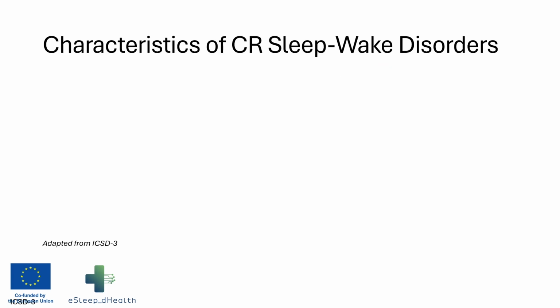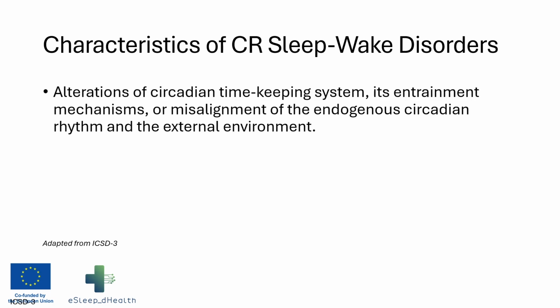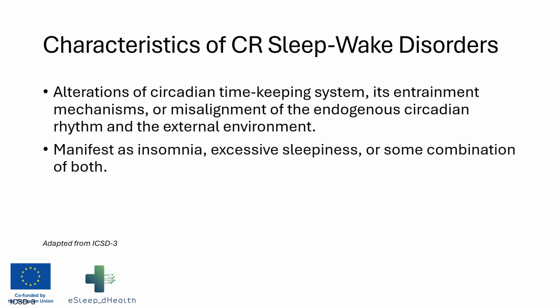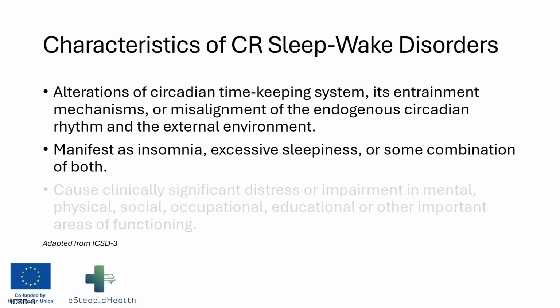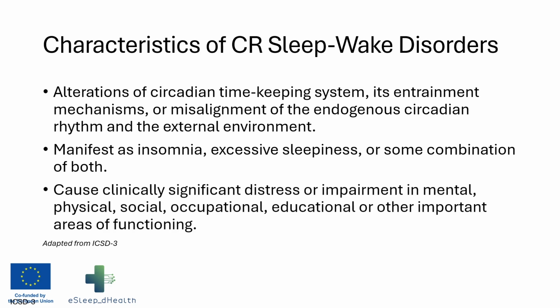In terms of circadian rhythm sleep-wake disorders, they have a number of characteristics. They consist of alterations of the circadian timekeeping system, its entrainment mechanisms, or misalignment of the endogenous circadian rhythm and the external environment. They manifest as insomnia, excessive sleepiness, or some combination of both, and they cause clinically significant distress or impairment in mental, physical, social, occupational, educational, or other important areas of functioning.